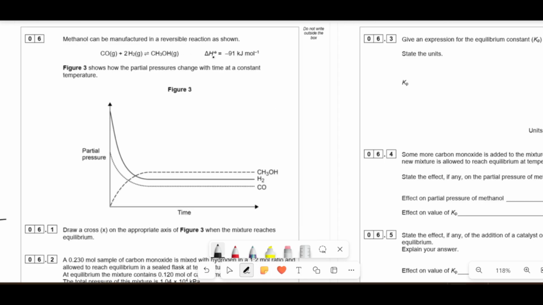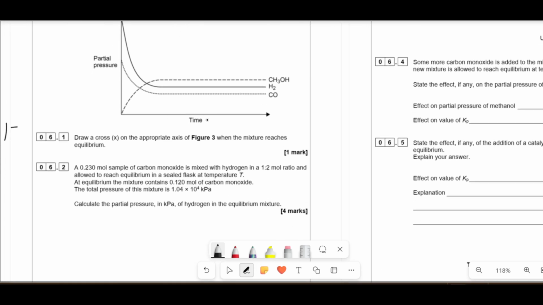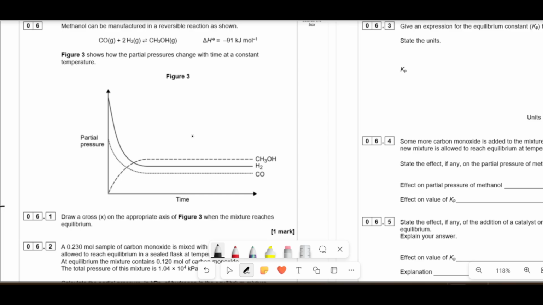So now it says methanol can be manufactured in this reversible reaction as shown, and it's an exothermic reaction that way. It says here's how the partial pressure changes with time at a constant temperature. Draw a cross on the appropriate axis where the mixture reaches equilibrium. So remember, partial pressure is just concentration, but for gases. All of these are gases, so as the reaction starts up, this is going to drop, this is going to drop, this is going to go up, and eventually it's all going to level out and they're all going to stay constant. So we can see that here, this is the CH3OH, which is dotted.